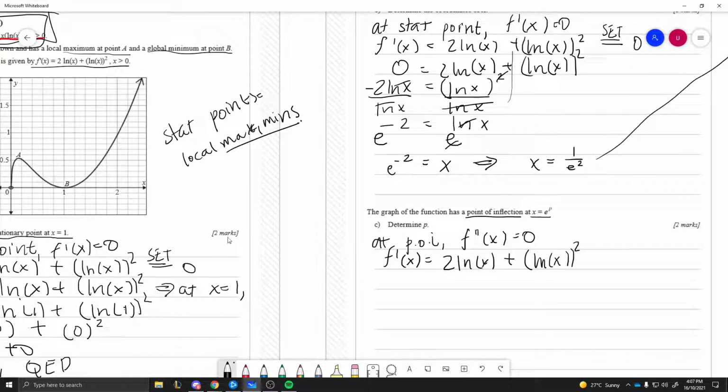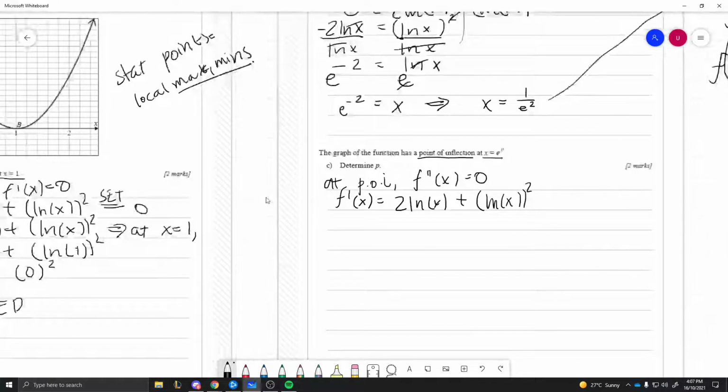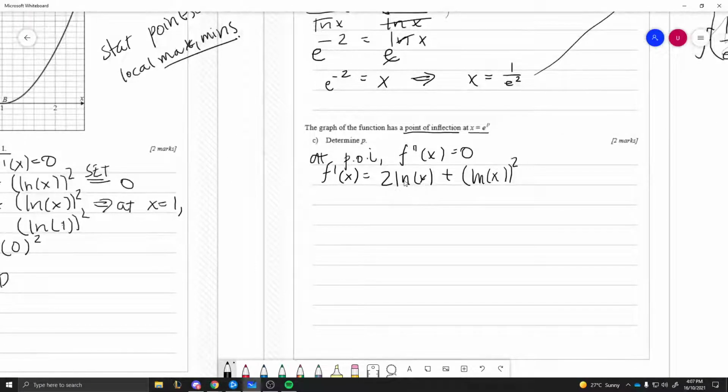Now let's get the derivative of this. So f double dash x equals, now the derivative of ln x is 1 over x, you know that, so this is going to be 2 times 1 over x. I've just kept the 2 because it's a constant, so it's just 2 over x. Then plus, and now this would use the chain rule, because it's to the power of 2 and has a function in it.